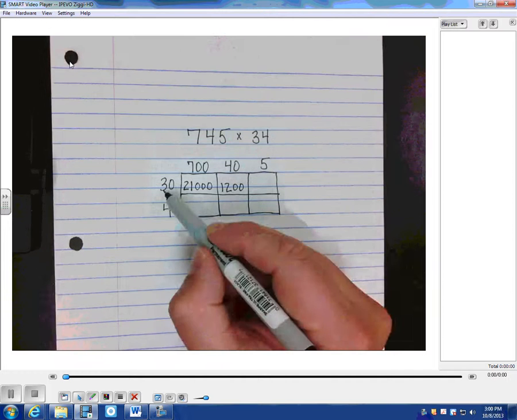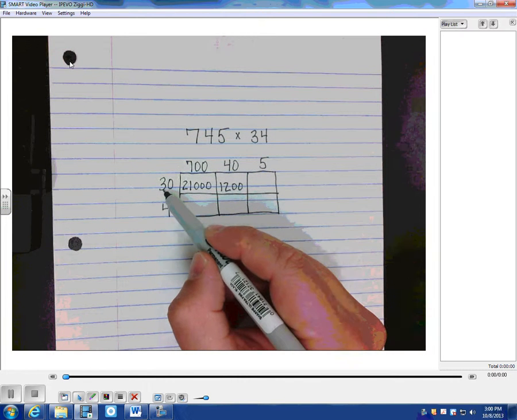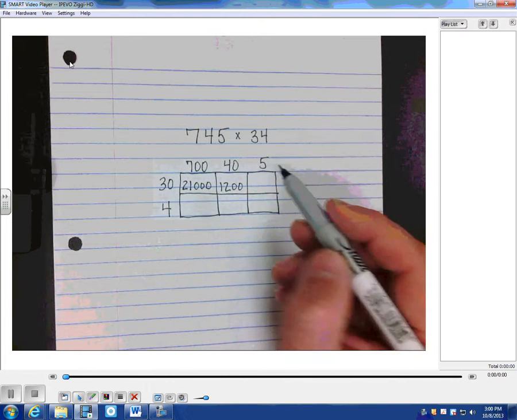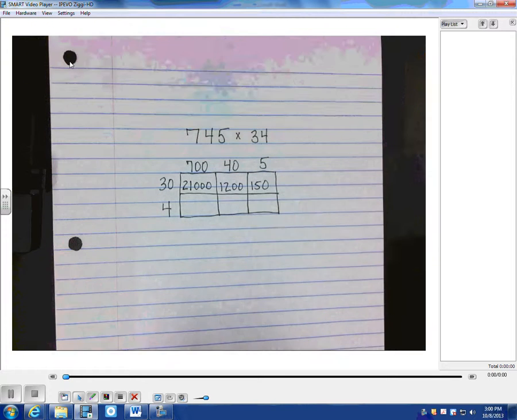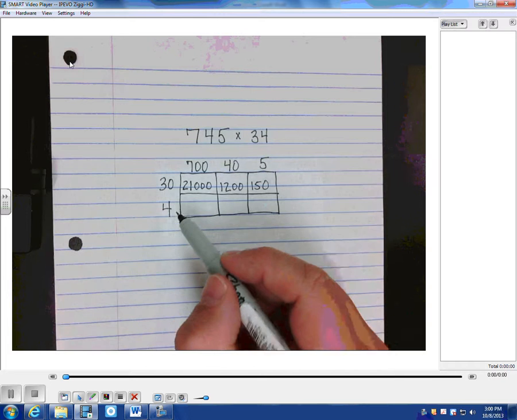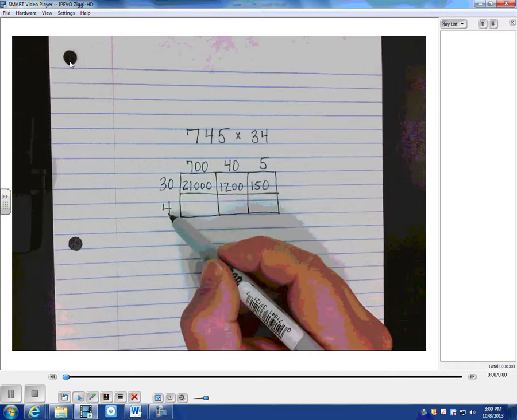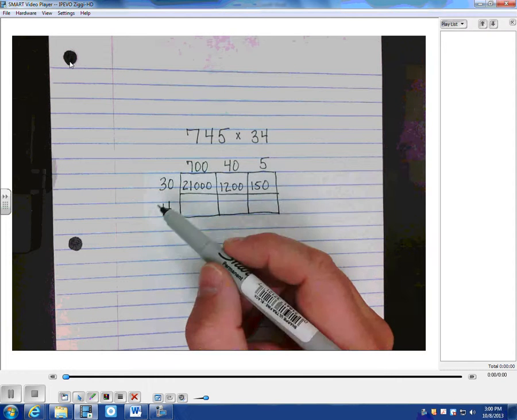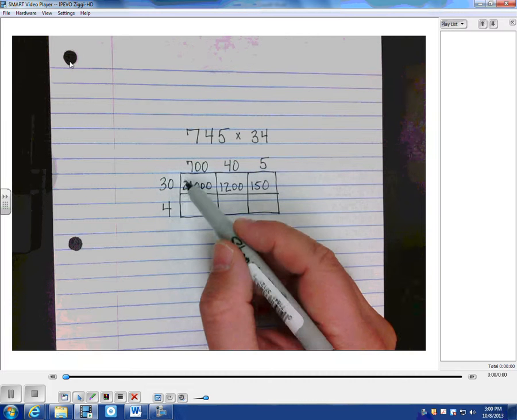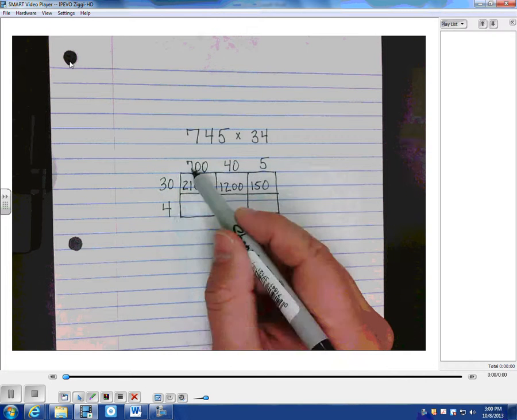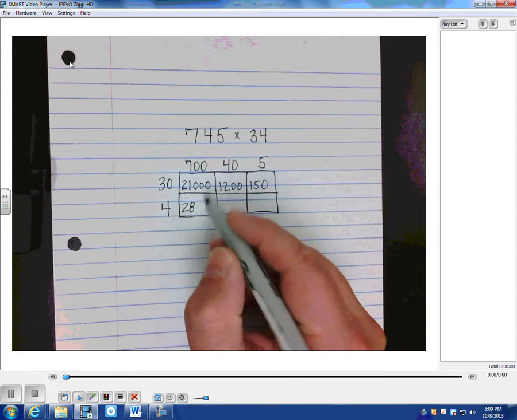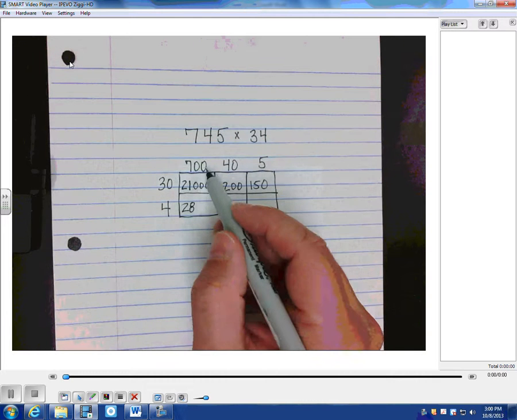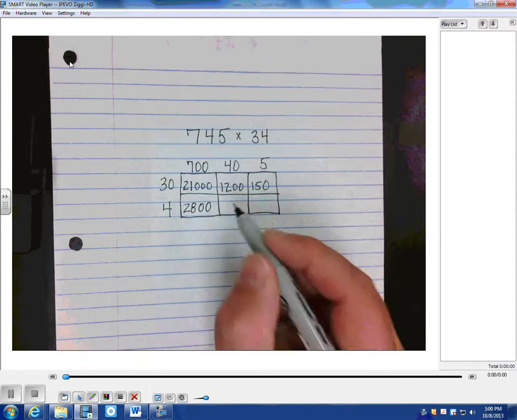And then at 30 times 5, I ask myself, what is 3 times 5? That is 15. And then I have 1 zero. Okay, now I do my 4. So 700 times 4. I'm not going to do that big number. I'm going to break it up. So I'm going to ask myself 4 times 7. And I know that's 28. So I add my 2 zeros on. So that would be 2800.